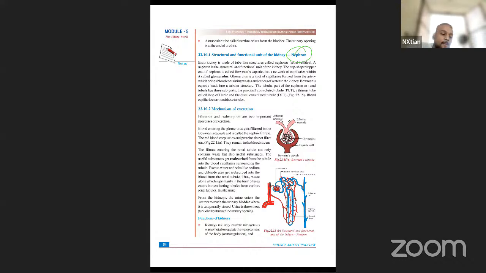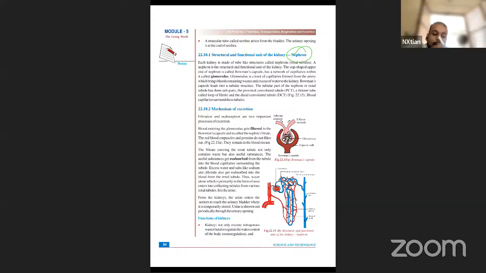So I'll request Miss Hannah, can you read this? Structural and functional unit of the kidney, the nephron. Each kidney is made of tube-like structures called nephrons or renal tubes. A nephron is the structural and functional unit of the kidney. The cup-shaped upper end of the nephron is called the Bowman's capsule.